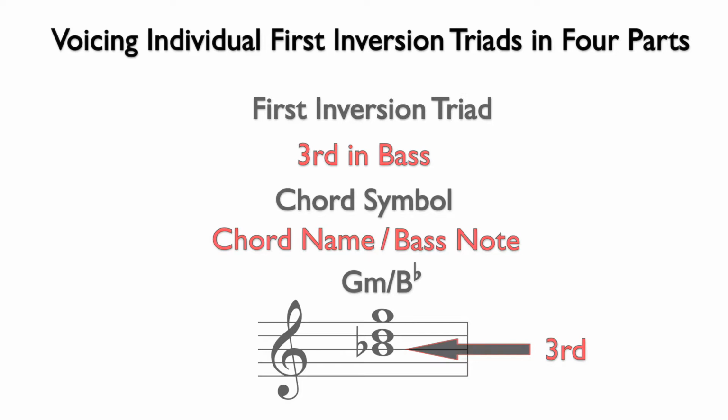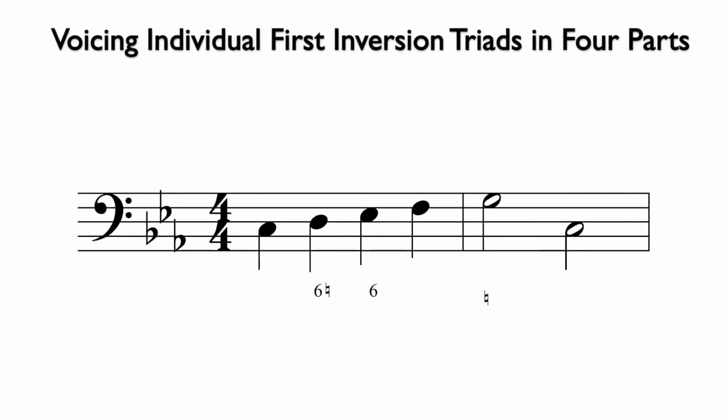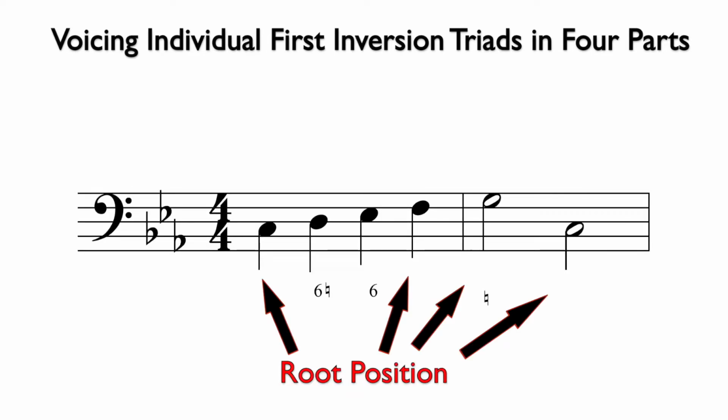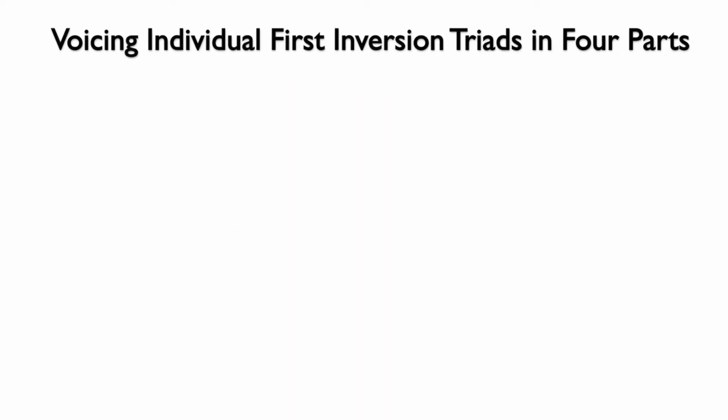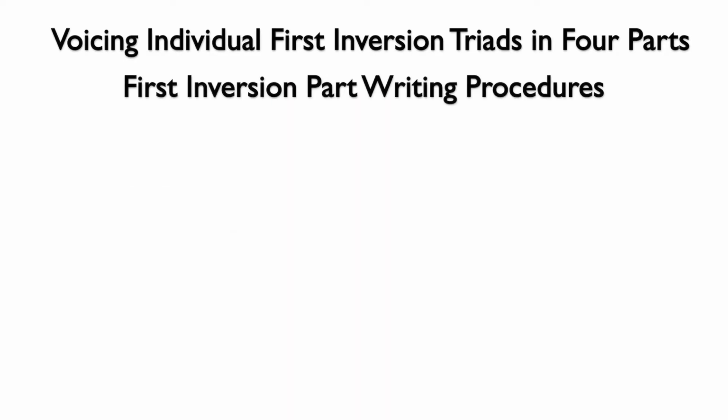Composers during the common practice period would generally use a mixture of root position and first inversion triads to create a bass line that functioned like its own melody, with melodies generally using a predominance of stepwise motion. The part writing procedures for first inversion triads are relatively simple when compared to root position.